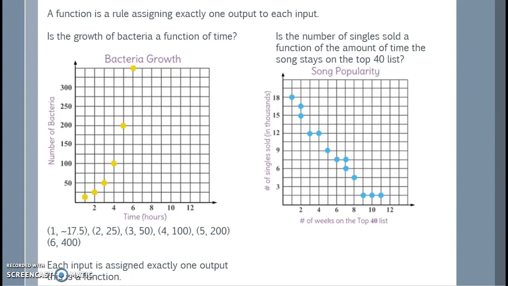Is the number of singles sold a function of the amount of time the song stays on the top 40 list? I see that there is more than one output for the input of 2 weeks on the top 40 and for 7 weeks on the top 40. Therefore, this is not a function. Further, we can see that our points are stacked on top of each other as another way to indicate.